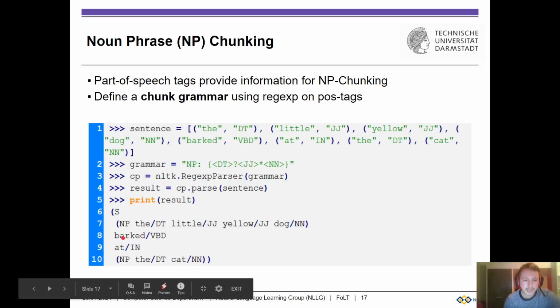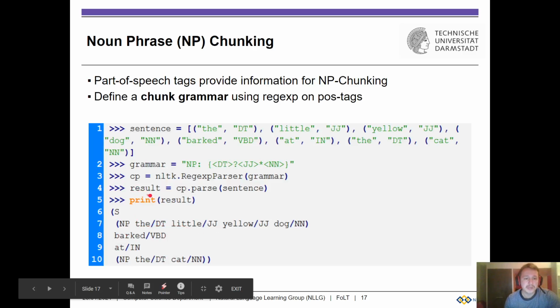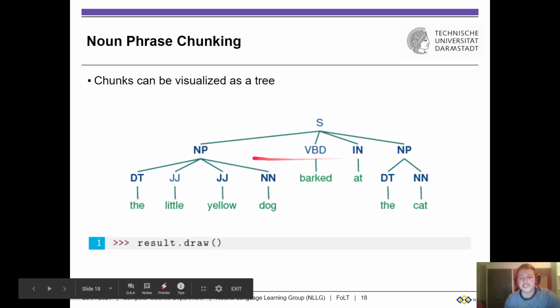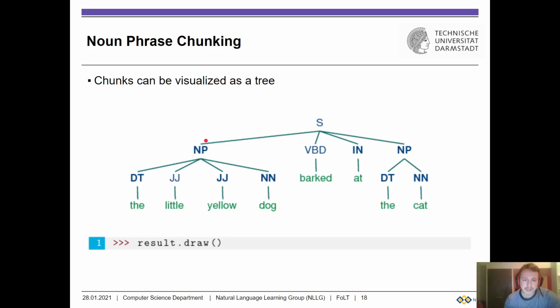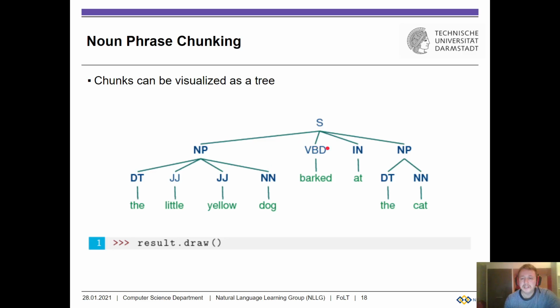We can visualize this by typing result.draw. So we have the result here, and it gives us a small tree where it says that here's a noun phrase chunk, and here's another noun phrase chunk. And then there are two other things, namely VBD, a verb, and IN, which are outside. Our first chunk consists of those four words, and our second chunk consists of two words.